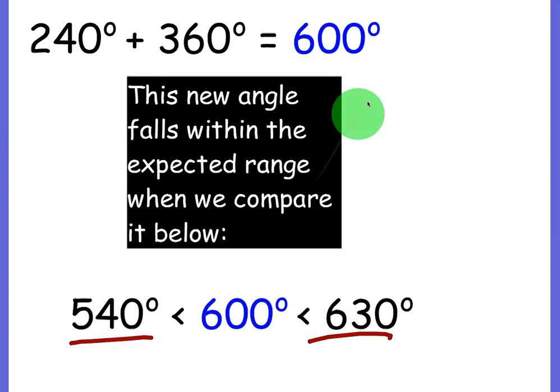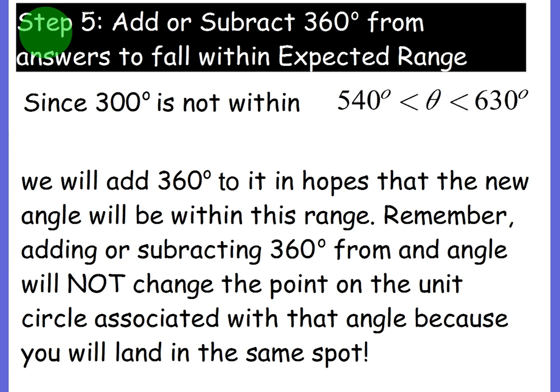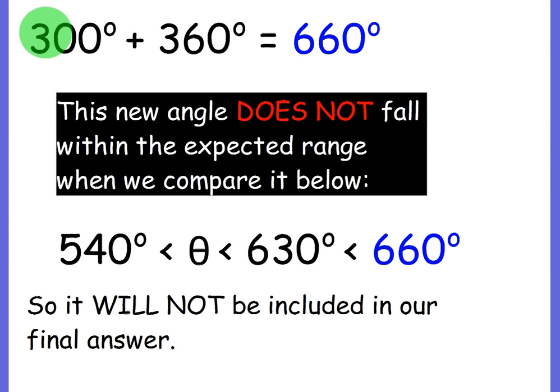All right, now we need to add 360 to the other angle that we got. The other angle that we got was 300. Since 300 is not between 540 and 630, we will add 360 in hopes that it will be between those two angles. However, when we add 360 to 300, it doesn't work. Now 300 worked on the standard unit circle, but it doesn't fall within the range they gave us. So we will exclude that 300 value, and we will definitely exclude 660 because it doesn't fall within that range. So 300 was too small, 660 was too big.